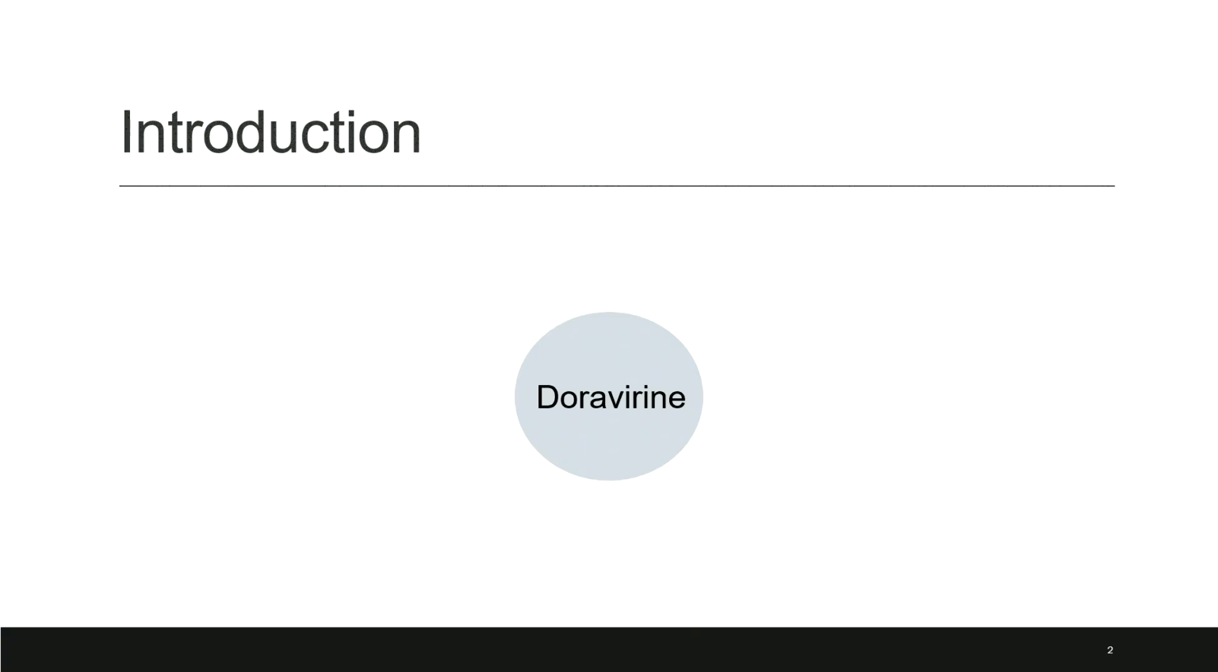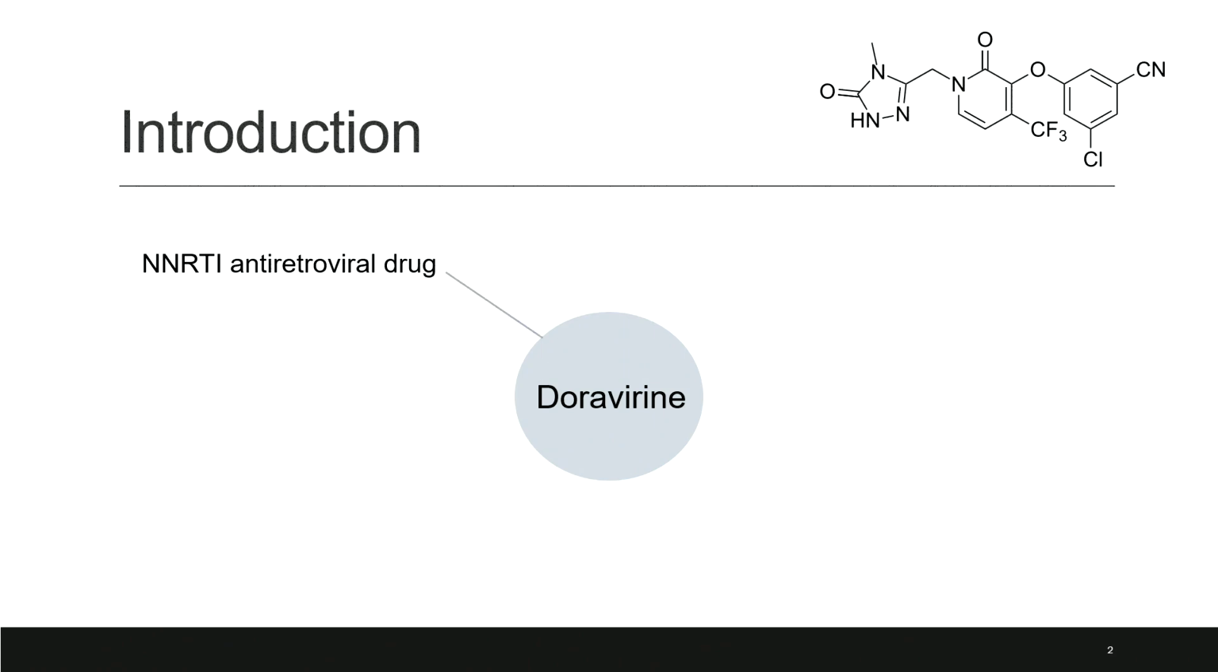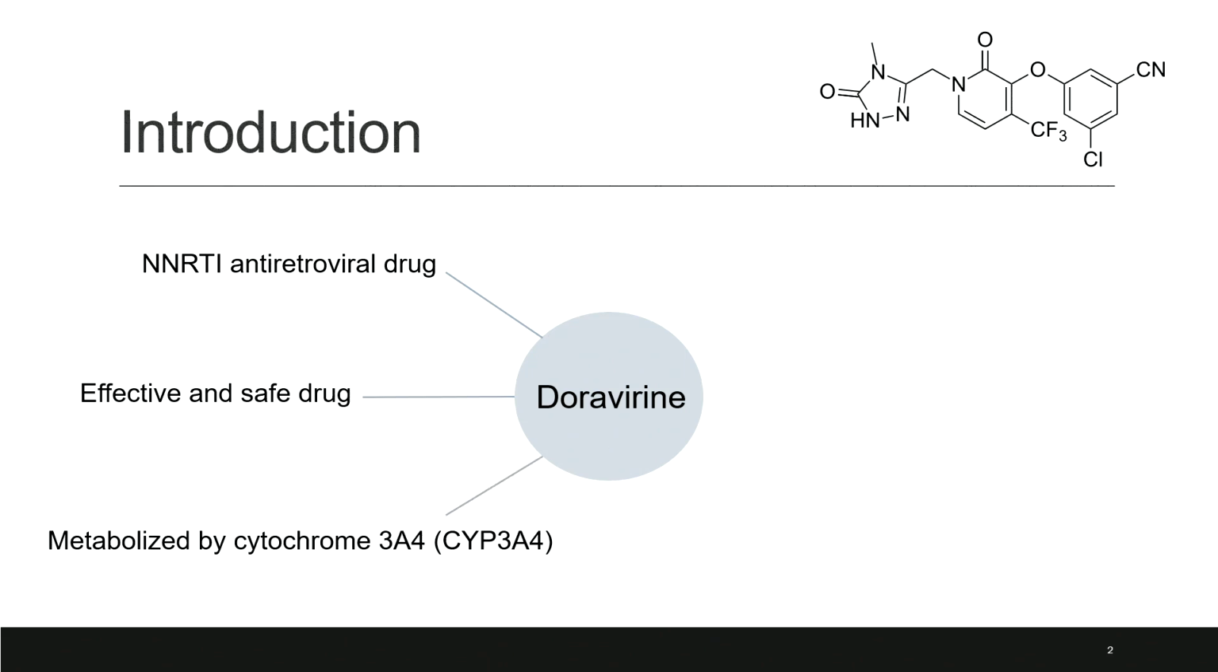Okay. So first of all, what is doravirine? Here we have the molecular structure of doravirine. Doravirine is a non-nucleoside reverse transcriptase inhibitor antiretroviral drug used to treat HIV in combination therapy. It's an effective and safe drug compared to other HIV treatment standard of care. It's metabolized by cytochrome 3A4 as oxidative metabolism, and therefore it's susceptible to drug-drug interactions, especially with co-medications that either induce or inhibit cytochrome 3A4.